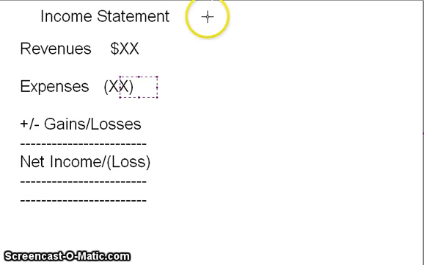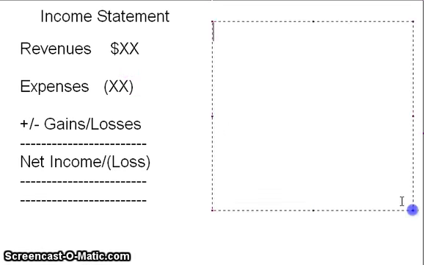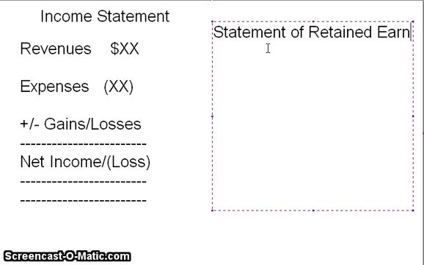From there, the next statement that would be prepared would be the statement of retained earnings. So let's try to get that in here. Statement of retained earnings. This could also be called the statement of stockholders' equity or the statement of shareholders' equity, any of those things.